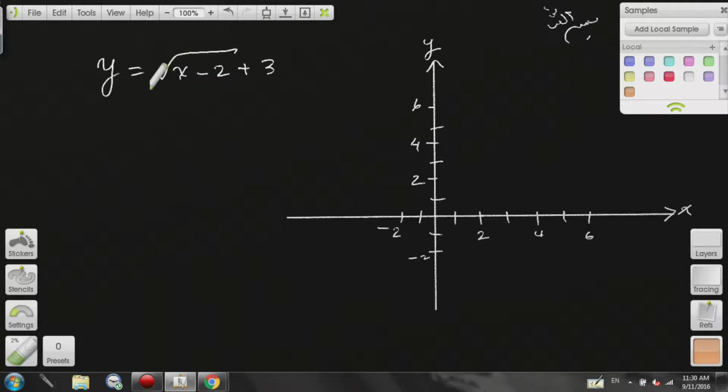So now you have to remember the general equation is y equals a times the square root of x minus vx plus vy, right? So maybe I could do a better job writing it a little neater.